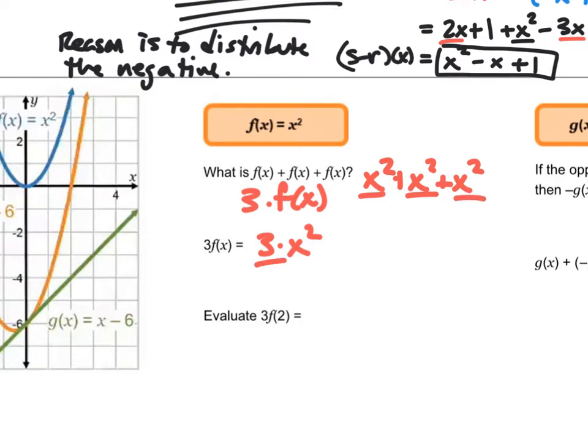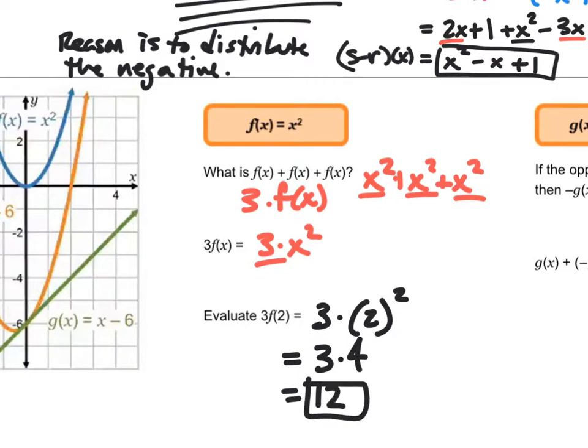So if I wanted to actually evaluate this and take 3 times the function f of 2, I'm going to plug 2 in for that function and then multiply it by 3. So this is really the same thing as me taking 3 times 2 quantity squared, okay? And if we evaluate this, then we get 3 times 4, which gives us 12, okay? So got to be able to substitute and think about how we get those, all right?